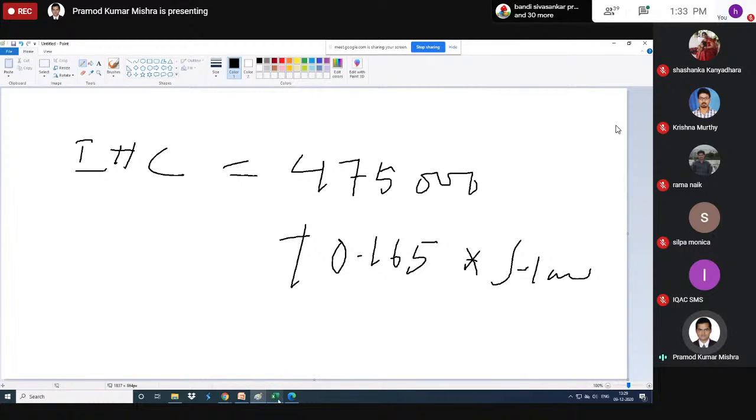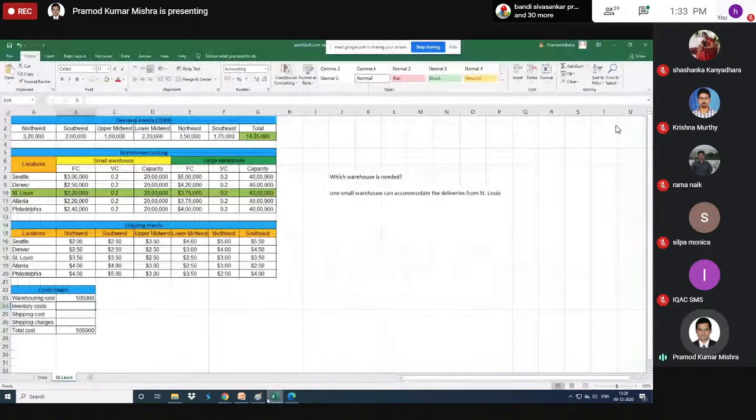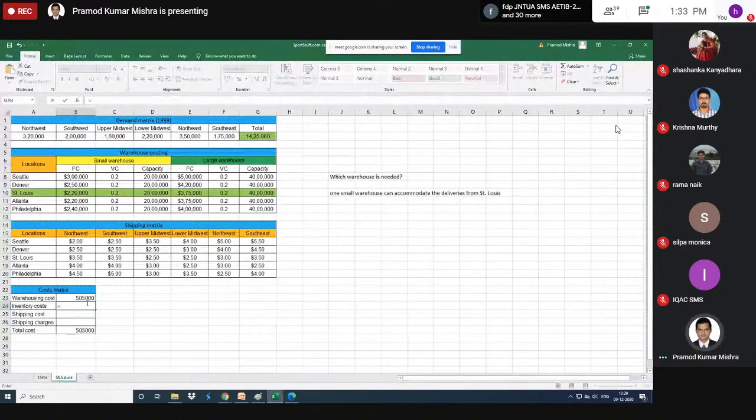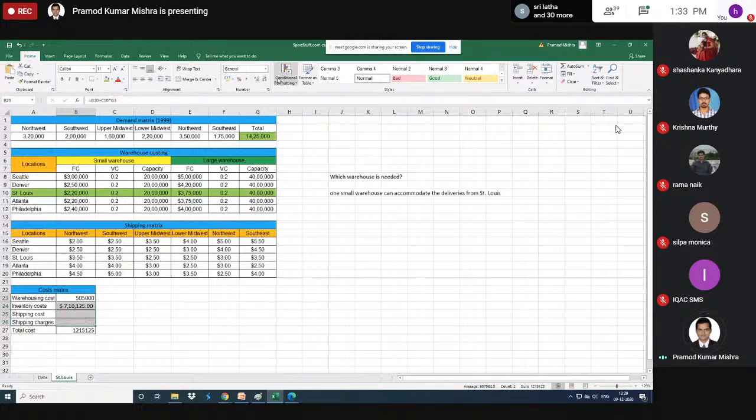Now let us use this information here in the Excel sheet. This is equal to, I'll just type 4,75,000 as the fixed cost plus the variable cost, 0.165 into the amount that is flowing to the warehouse, that is 7,10,125. So this is the inventory holding cost that we have calculated.